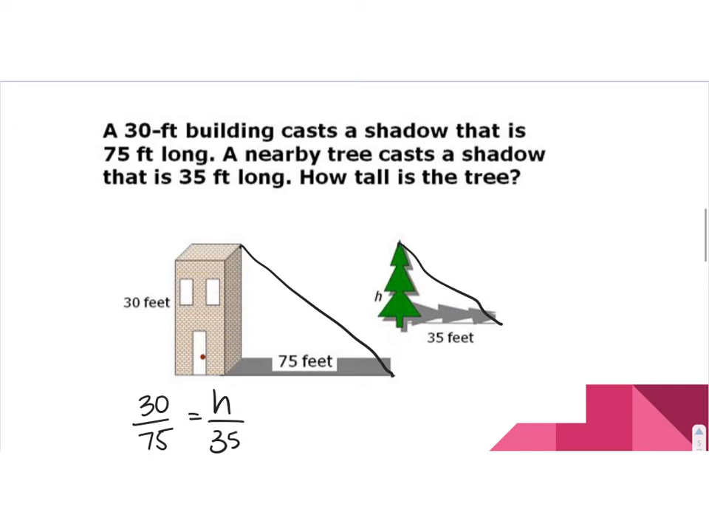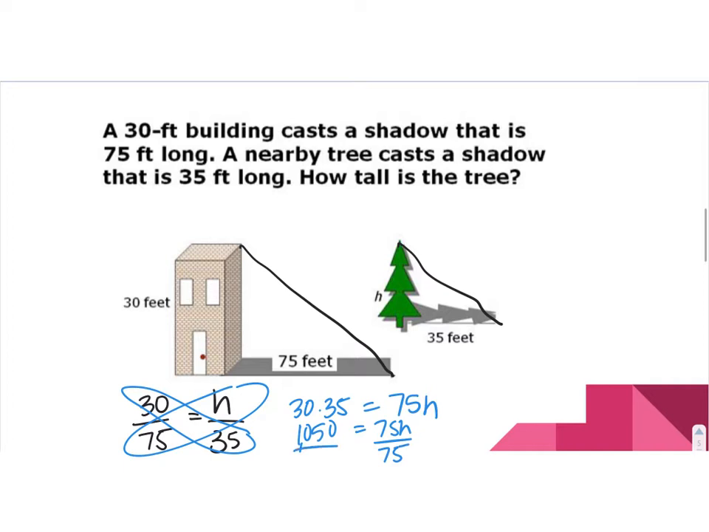We can now set up a proportion to solve for h, which will give us the height of the tree. We're going to cross multiply. 30 times 35 is 1,050, which equals 75h. And we're going to divide both sides by 75. h equals 14 feet. We need to remember a label this time, as we have labels. Now, this isn't the only way to set up the proportion. You could have done 30 over h equals 75 over 35, as long as you're consistent in setting up your proportion.